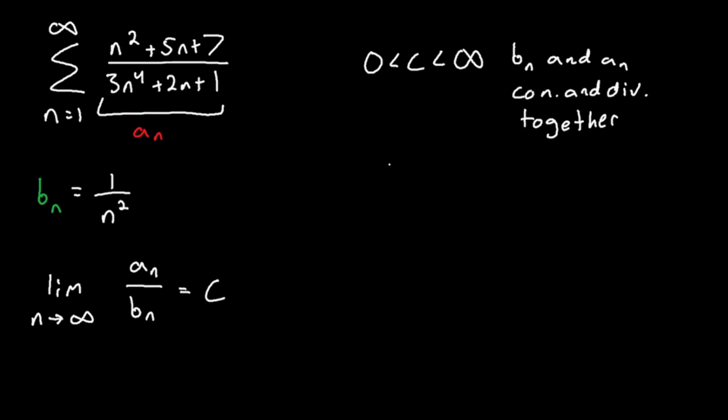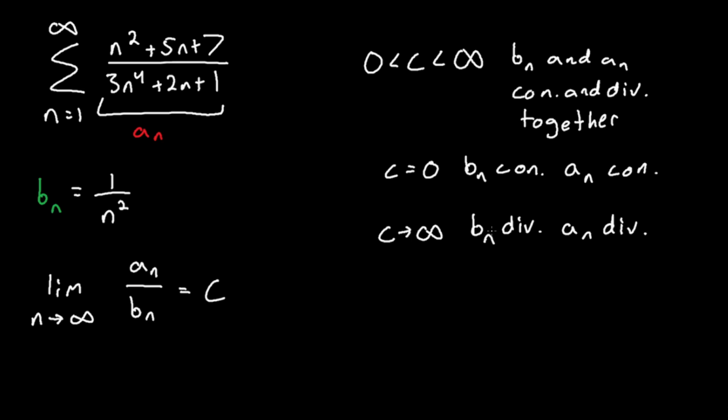Now, here's the annoying part about these conditions. If c is equal to 0, you get something a little different. When c, the answer of this limit, is equal to 0, then only if b of n converges, then a of n also converges. If c was equal to 0 and b of n diverges, then you get nothing, right? But what if c approaches infinity? Now this is where you get something a little different. If b of n diverges, then a of n must also diverge.